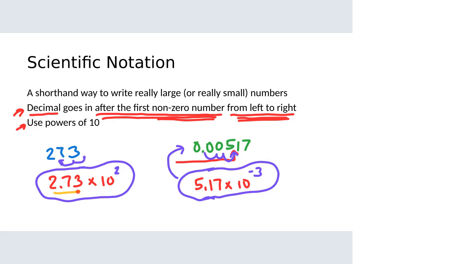okay, now I have 2.73. I need to turn that into 273, so this needs to be a positive exponent to make my number bigger. I have 5.17. I need to turn it into 0.00517. I need to make this number smaller, so I'll use a negative exponent on my 10. And either of those, whichever is better for you, is the way you should try to remember it.